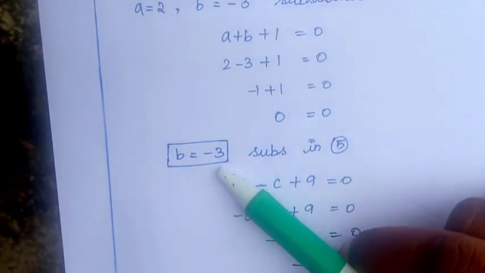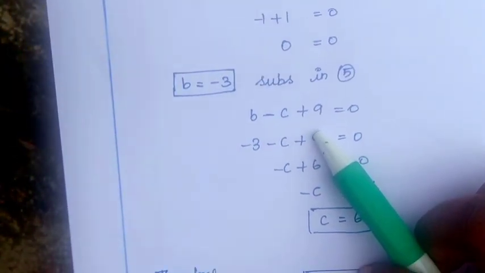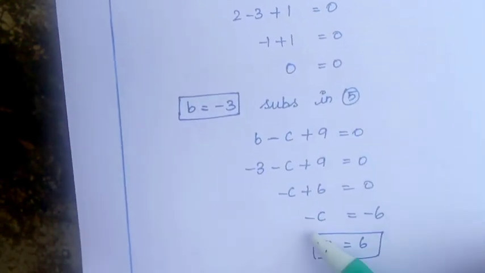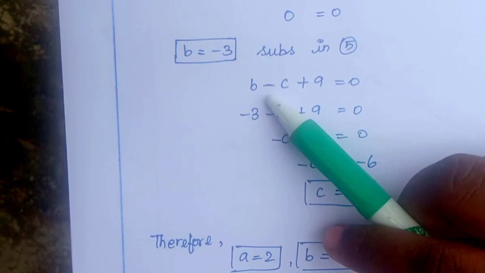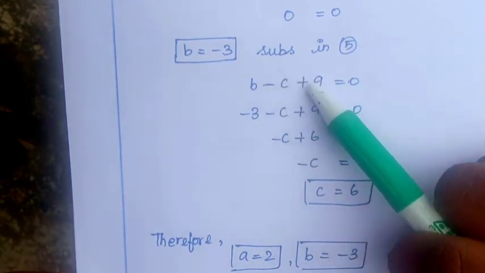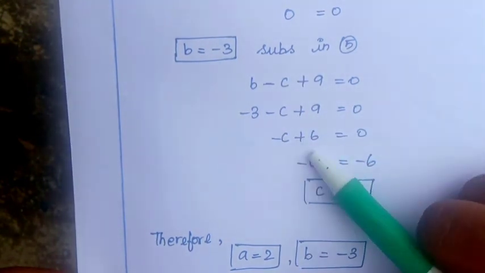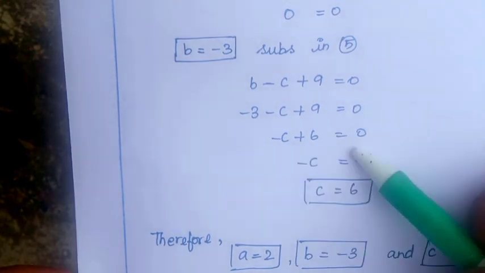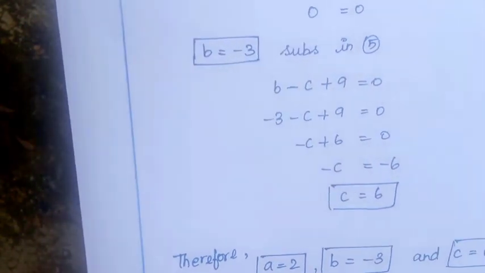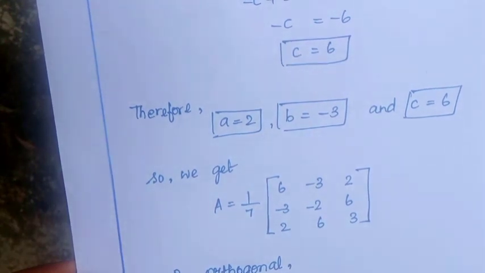Next, B is equal to minus 3. Substitute in equation 5. In the fifth equation, we have to substitute only B so that we get C. So minus 3 minus C plus 9 is equal to 0. Minus C plus 6 is equal to 0. So C is equal to 6. Therefore, we get A is equal to 2, B is equal to minus 3, C is equal to 6.